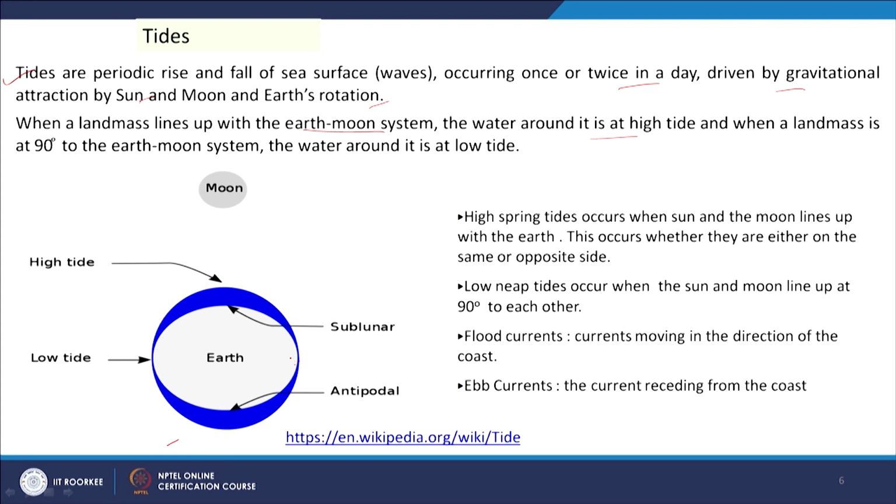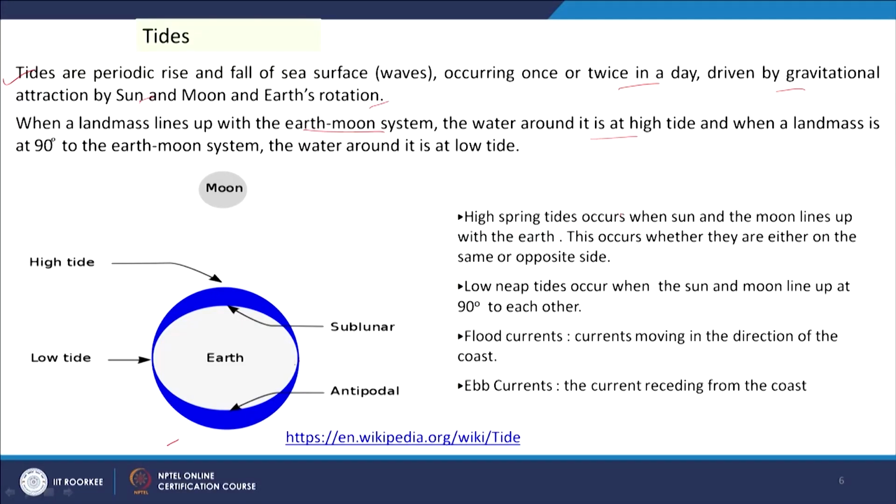So, when we are getting two high tides and low tides, then when the sea water rises, water from the river comes back, and when the sea water reduces, the water goes towards the river and lakes. So, high spring tides occur when the sun and the moon line up with the earth. This occurs whether they are on the same or opposite side. So, that is your high tide, and low or neap tides occur when the sun and moon line up at 90 degrees to each other.